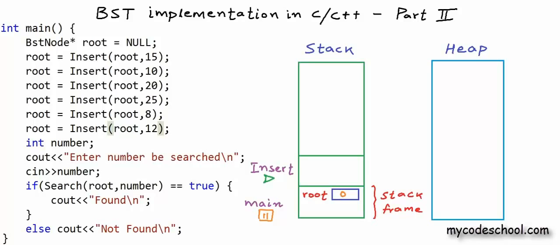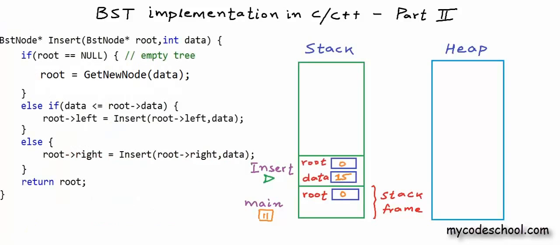Main will wait for this insert above to finish and return. Once this insert call finishes, main will resume at line 2. We have these two local variables root and data in the insert function, in which we are collecting the arguments. Now for this call to insert function we will go inside the first if condition here, because root is null.